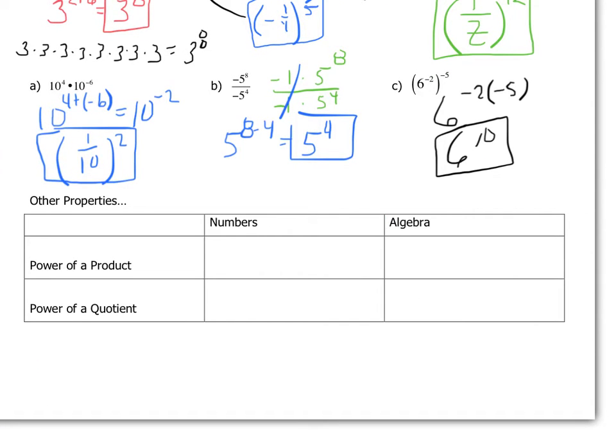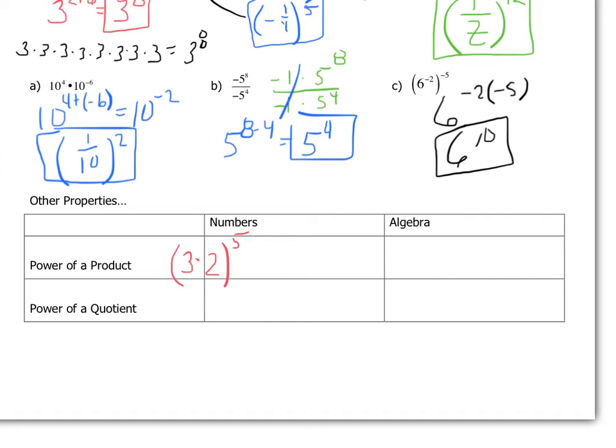There are two other properties that we're going to use quite a bit. One is called the power of a product. An example of the power of a product might look something like (3 times 2) to the 5th power. Now you might say, well, I would just multiply 3 times 2 and then raise it to the 5th, and that's true, but I think we just want to see how the numbers would work the way they are.